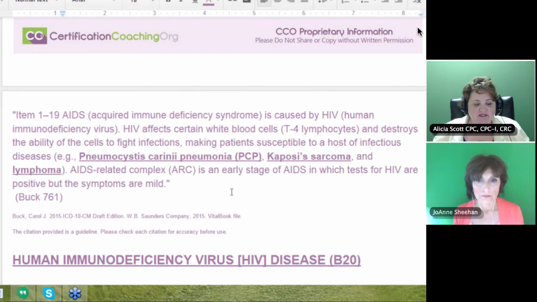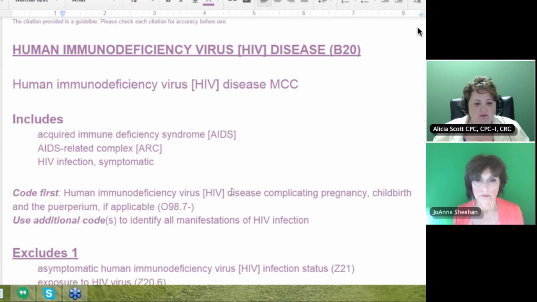And then last, giving you more information about AIDS itself, and it being B20, this includes terminology like acquired immune deficiency syndrome, AIDS is the acronym, and AIDS-related complex, ARC. If you see that, that means they have full-blown AIDS. HIV infection symptomatic means they have symptoms of AIDS, meaning one of these diseases. Asymptomatic, A stands for without, so if they're asymptomatic, they're HIV positive, but they have no symptoms of AIDS.